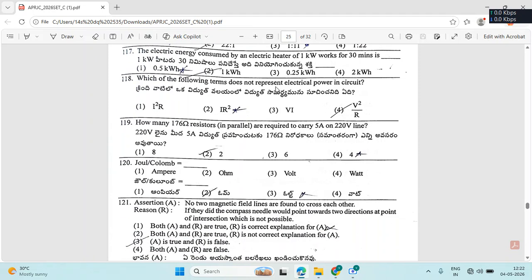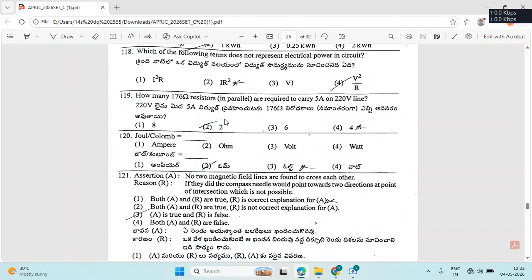Which of the following terms does not represent electric power in a circuit? I square R, IR square, V square by R. The correct option is second and the answer is IR square.